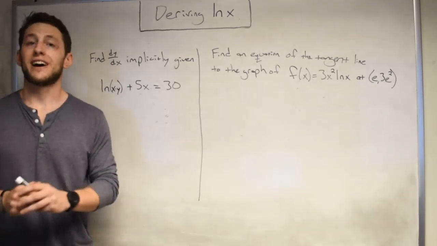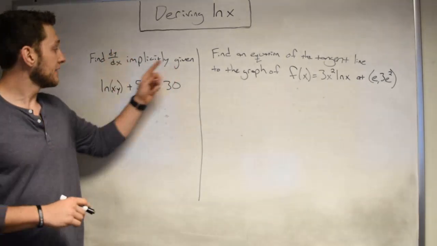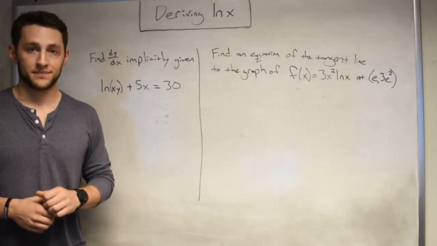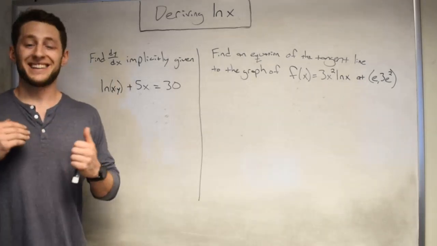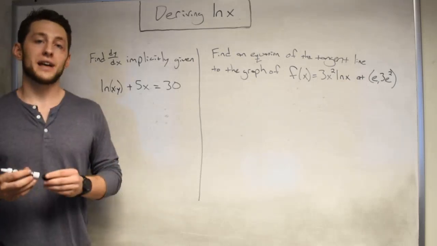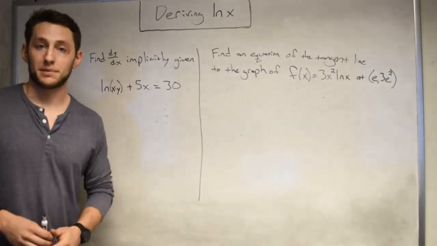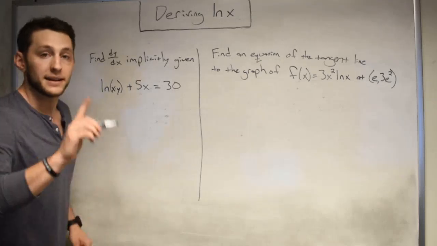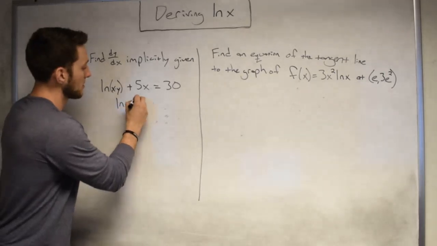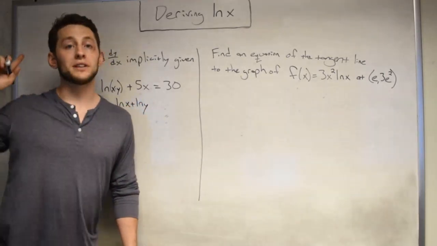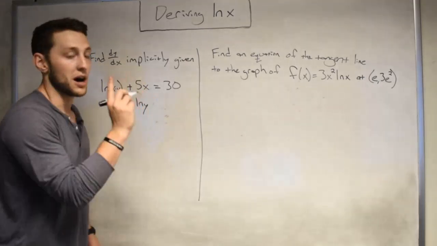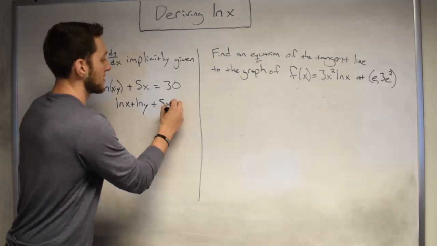First and foremost, find dy over dx implicitly given the equation natural log of x times y plus 5x equals 30. Now normally when we see x times y in an implicit problem, we think sneaky product rule. However, since we're dealing with natural logs, let's use those logarithm properties. Multiplication on the inside can be rewritten as addition on the outside. So therefore, simplifying but not deriving yet, this splits into natural log of x plus natural log of y plus 5x equals 30.